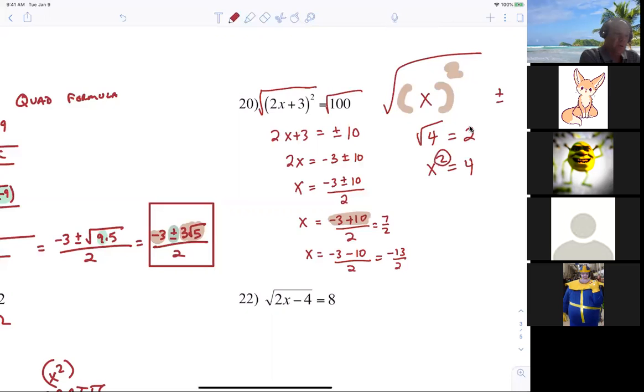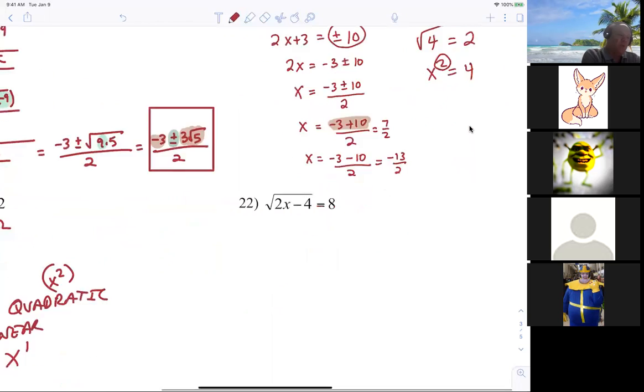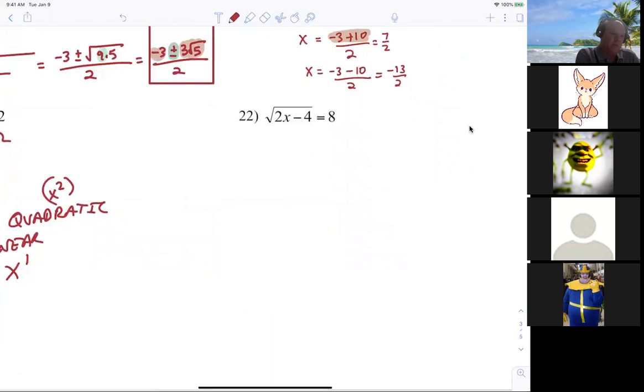So in here, when you square 10, you'll get 100. And when you square negative 10, you'll get 100. That's why it's plus or minus 10. Oh, okay. All right.